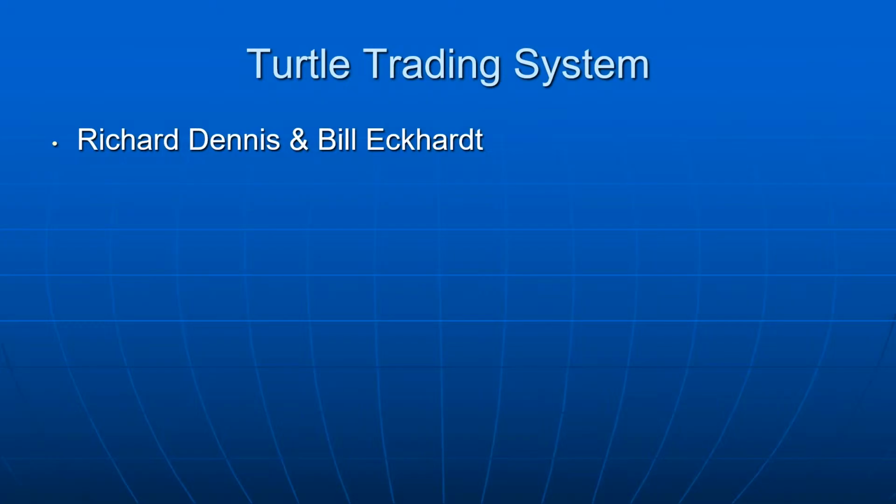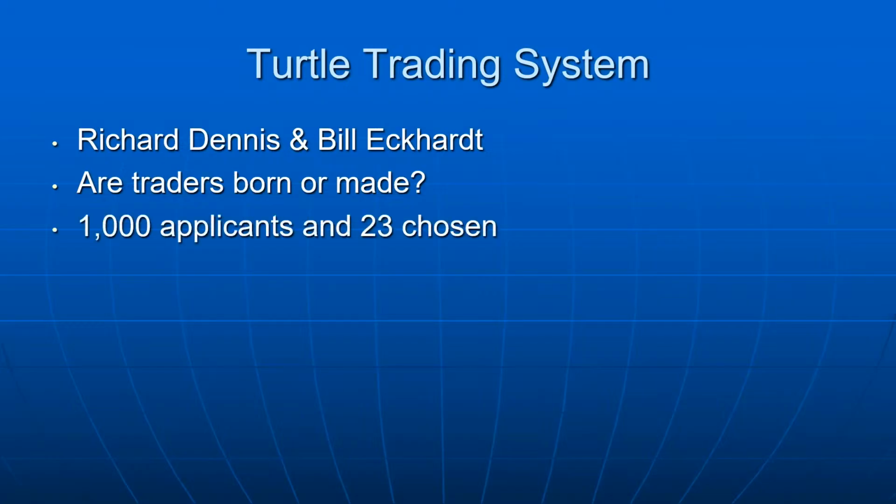The original system itself was created by two gentlemen, two futures traders actually, Richard Dennis and Bill Eckhart. Back in the early 80s, they had a discussion trying to figure out if traders are born or could they be made or taught. To help answer this question, they decided to run an experiment by placing an ad in the paper asking for people who were interested in learning how to trade, no prior experience required. And they received over 1,000 applicants.